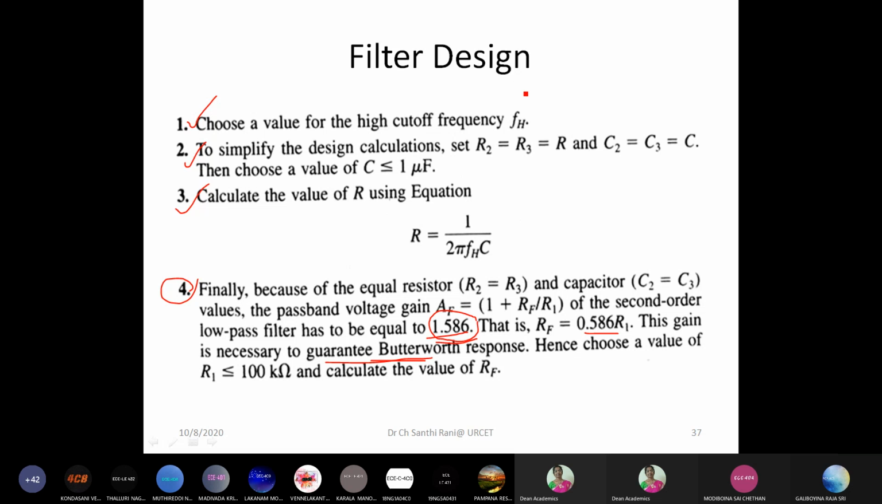That is, select the high cutoff frequency, select the value of capacitor, and here, as I have mentioned, because there are two RC networks, always try to make R2, R3 equal to R, and C2, C3 equal to C. You choose any value less than 1 microfarad for the capacitors, and using that FH equation, you calculate R.